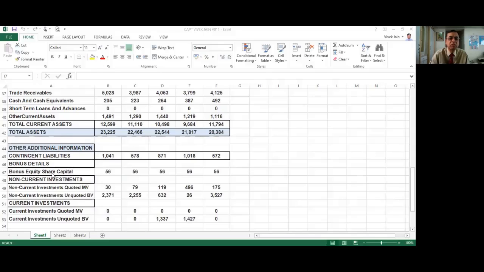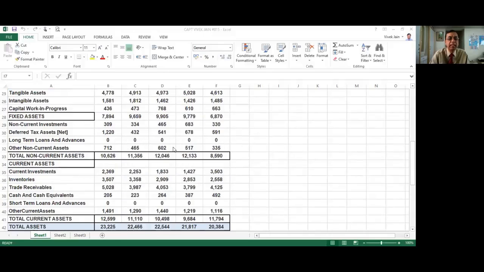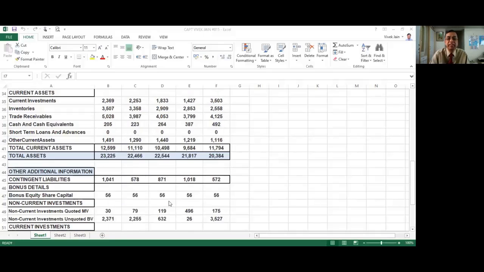Other information is also given in the balance sheet, which is sometimes of interest to the shareholders. Contingent liabilities, which could be liabilities from various sources, which are claims upon the company. And for a Dr. Reddy's with a high turnover and a company of such repute and one of the leading pharma companies, 500 crores to 1,000 crores of contingent liabilities will always be there. It is considered to be a norm. Bonus equity share capital, this indicates that out of 83 crores, which you see as the equity capital on top, the bonus element has been 56 crores.